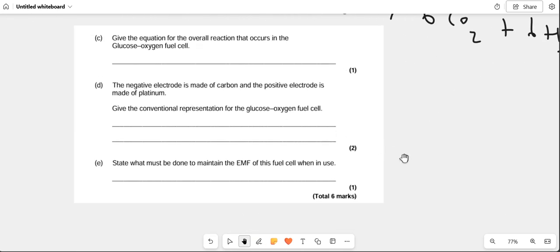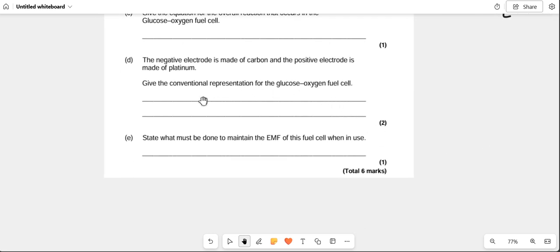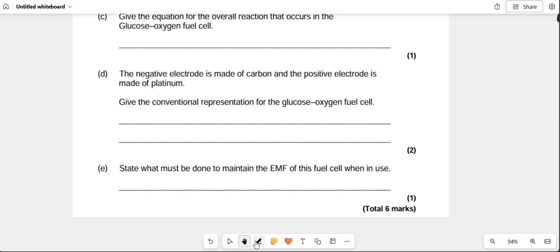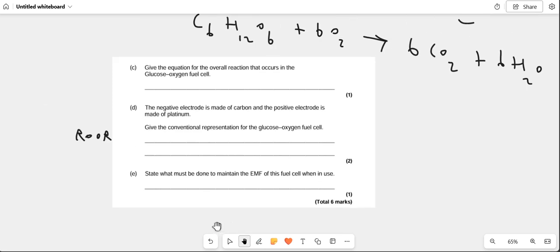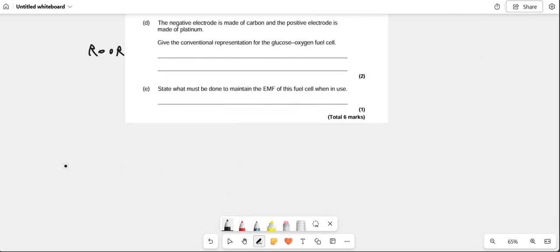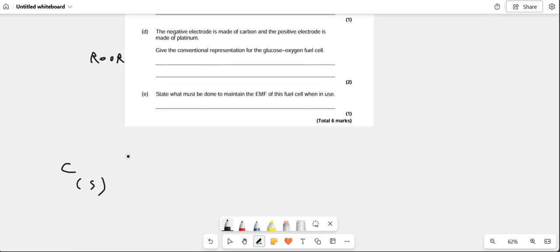The negative electrode is made of carbon and the positive electrode is made of platinum. Give the conventional representation. It tells us here that it's always ROR, so reduced, oxidized, oxidized, reduced. It's pretty simple. We've got carbon on the left hand side. Let me write it down here. That's the electrode, so that's solid. Then you've got the glucose, which is being oxidized, sorry, whichever it is. So obviously you've got that there.